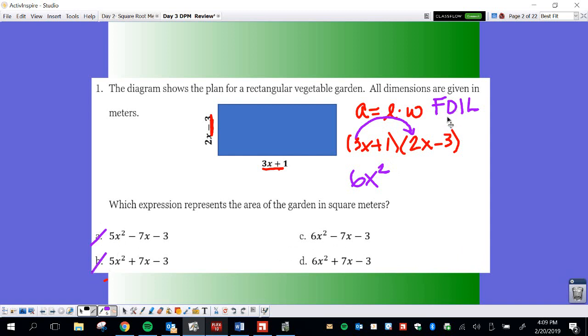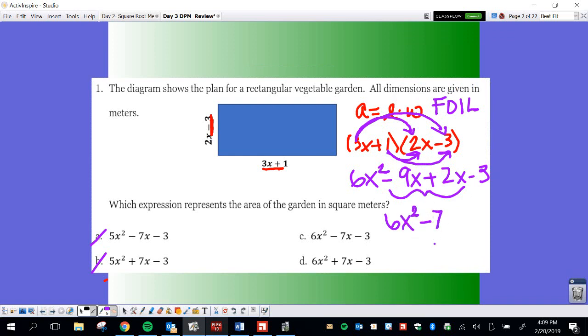So next it tells us to do the outside term, so that's 3x times negative 3, which gives us negative 9x. Now the I is telling us to do the inside term, so that's 1 times 2x, so that's plus 2x. And then L is for the last term, so that's 1 times negative 3, which gives me negative 3. So since both of them have a negative 3, I can't eliminate anything yet, so I'm going to go ahead and combine my like terms here. So when I do, I get 6x squared minus 7x, because negative 9x plus 2x gives me negative 7x, and then minus 3. So therefore, C would be our answer.